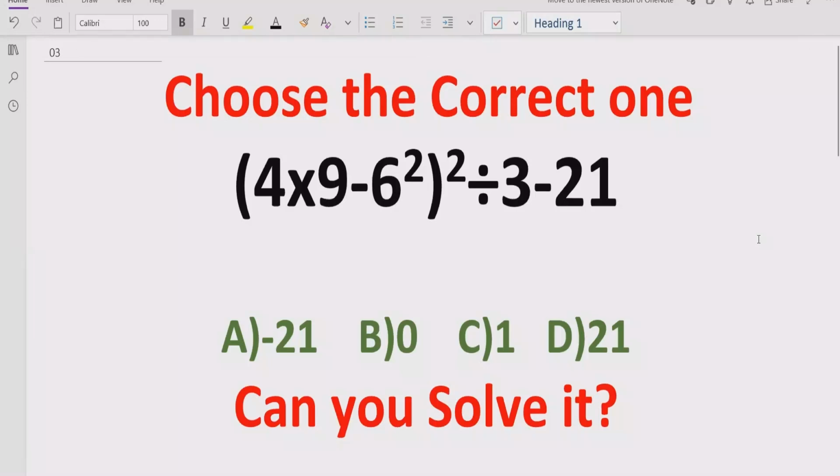Today we will solve another quiz which is related to arithmetic expression. The quiz contains the basic operations plus, minus, multiplication and division. So we have to solve this quiz using the PEMDAS and BODMAS method and find out the correct answer. In the answer list we have four answers. A is minus 21, B is 0, C is 1 and D is 21. So let's see after solving it which answer is correct.